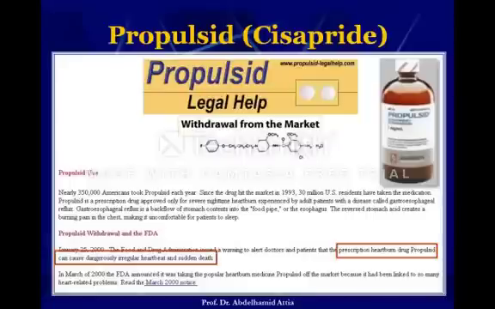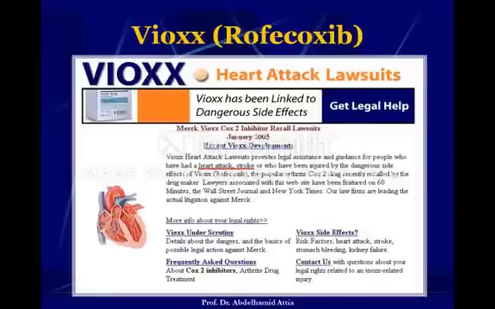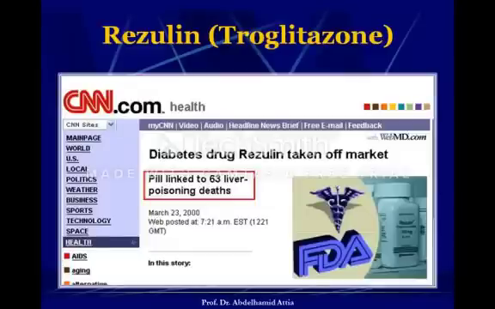And look at this. This is a drug, Propulsid, that was used for many years for heartburn, and it turned out to be a deadly drug. It leads to irregular heartbeats and cardiac arrest, and it was withdrawn from the market after being marketed on a larger scale. This is another drug, Vioxx. Heart attacks were reported with the use of Vioxx, and it was withdrawn from the market. This is an anti-diabetic drug, Rezulin. It caused liver poisoning and deaths, and was withdrawn from the market.